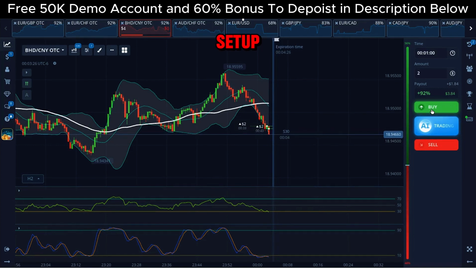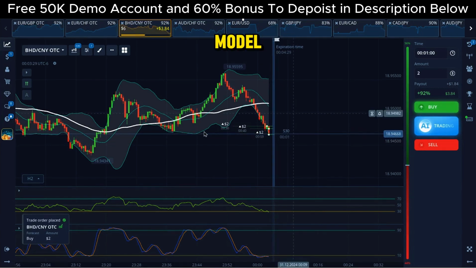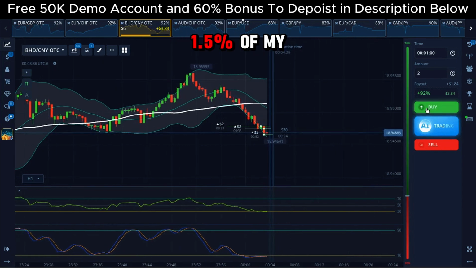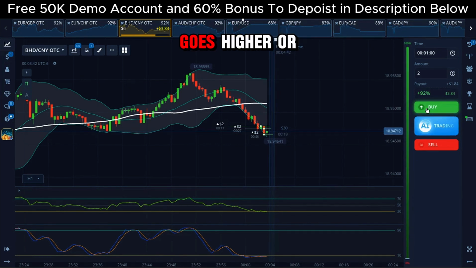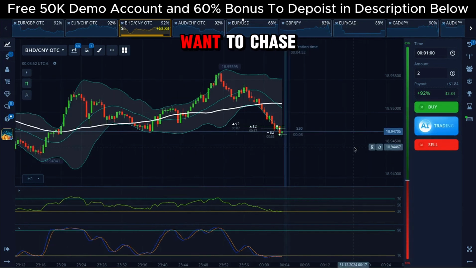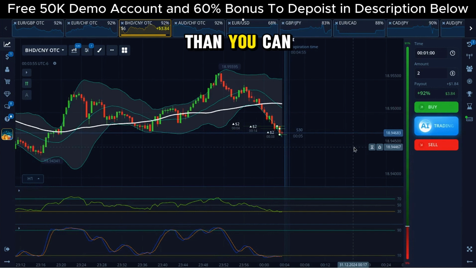Once we find a good setup, we can go over the entry model. I enter for 1 minute, risking 1% to 1.5% of my capital per entry, which allows me to enter more than once if the candle goes higher or lower. I do not recommend entering more than 5% of your capital per setup. You do not want to chase a trade and lose more than you can handle.